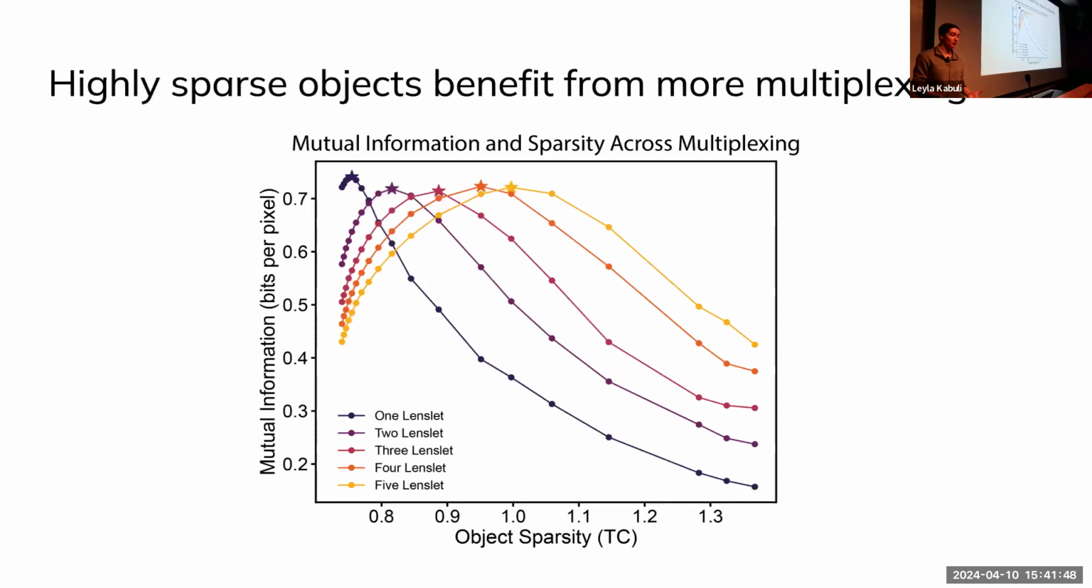We did the same encoding scheme as before, but swept all of these different object sparsity amounts from dense to the left on the x-axis through sparse on the right. And what we found is for the one lensed case, the highest information was when I had very dense objects, which made sense, and then it fell off. And for each of the higher multiplexing cases, the most information corresponded to a higher amount of object sparsity. As I increased more, my optimal information was with higher object sparsity.